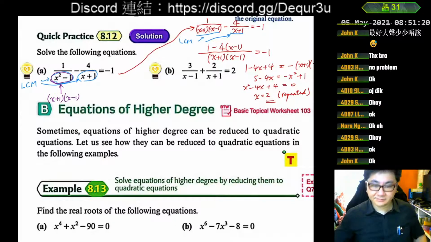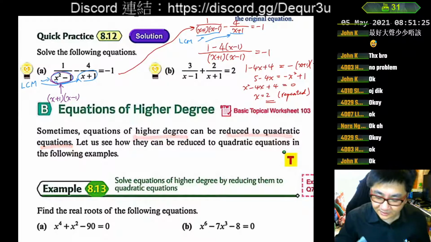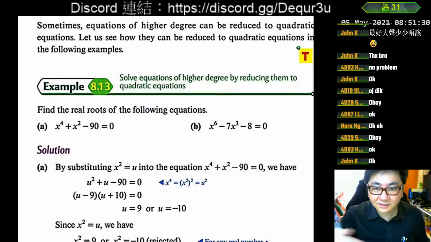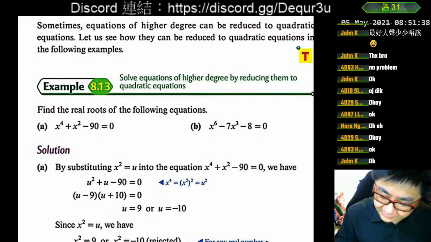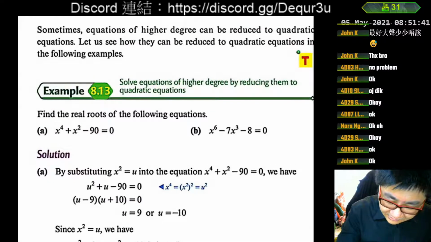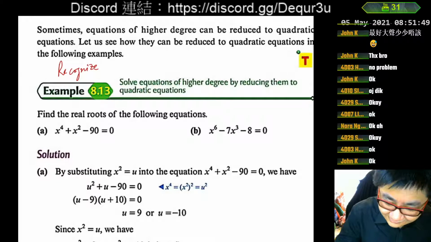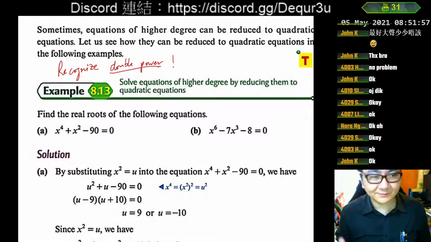Okay, so higher degree. How will a higher degree equation change to quadratic? We try to recognize some special feature from the equation. Now I try to highlight the feature in the example, but then we do some real work in the quick practice. I highlight the feature. How is it? The idea is we try to recognize a double power. What does it mean to find some double power?